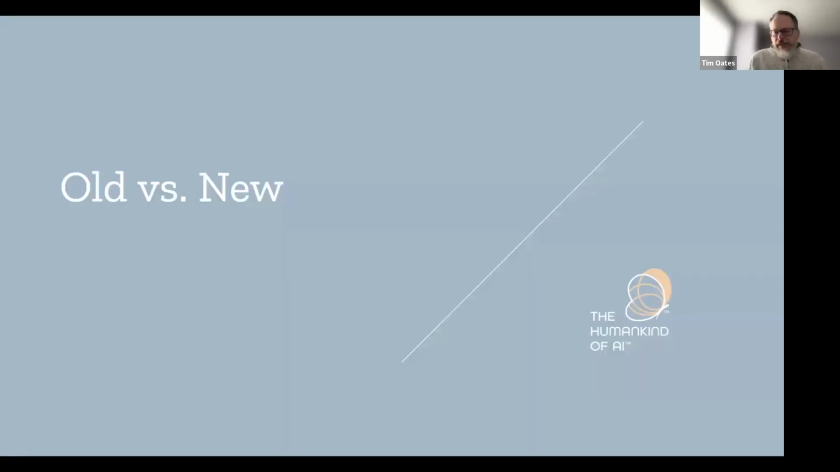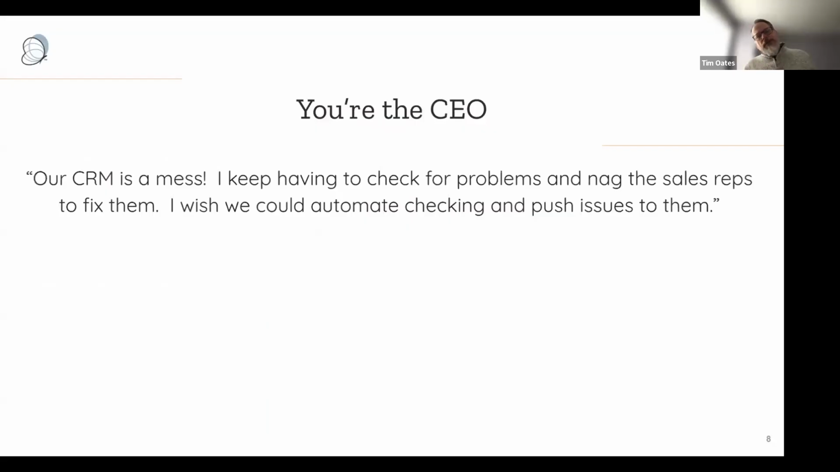Let's think about the old way versus the new way. So suppose you're the CEO, right? It doesn't matter. I'm picking a CEO because they tend to be very time constrained, and that'll come into play in just a second. But you are anyone at a company and you've got a problem and you don't necessarily have technical skills, but you say, our CRM is a mess. I keep having to check for problems and nag the sales reps to fix them. I wish we could automate checking and push issues to them, right? It's a very common problem, messy CRM. It'd be great if it was always in pristine condition, but it's not.